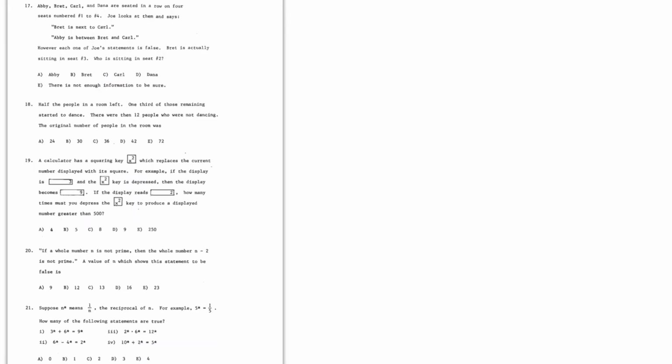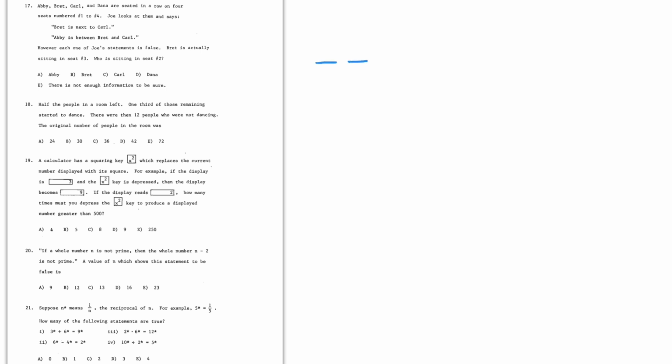Number 17. Abby, Brad, Carl, and Dana are seated in a row on 4 seats numbered 1 to 4. Joe looks at them and says, "Brad is next to Carl. Abby is between Brad and Carl." However, each one of Joe's statements is false. Brad is actually sitting in seat 3. Who's sitting in seat 2?